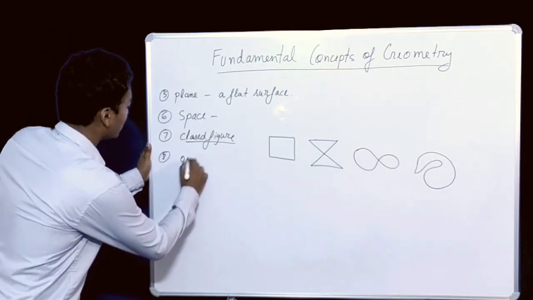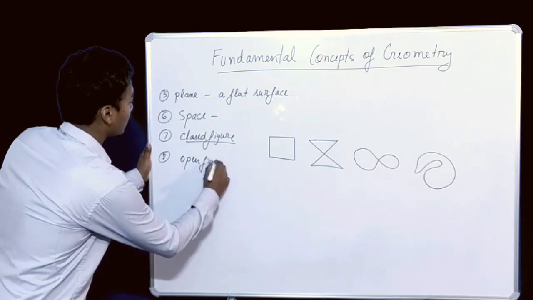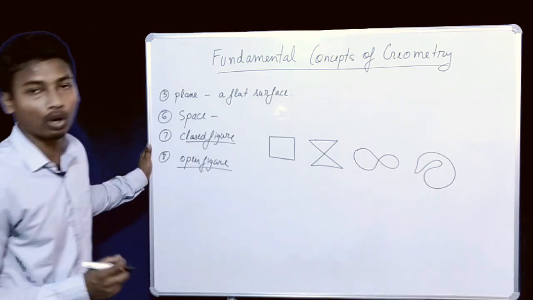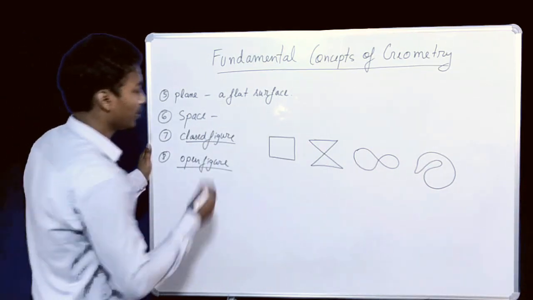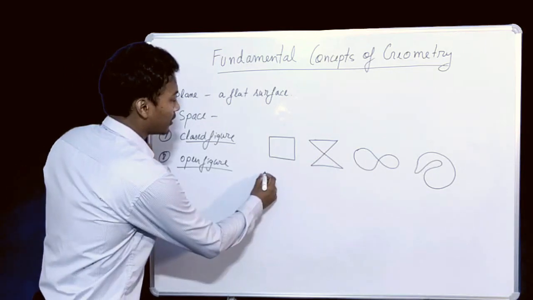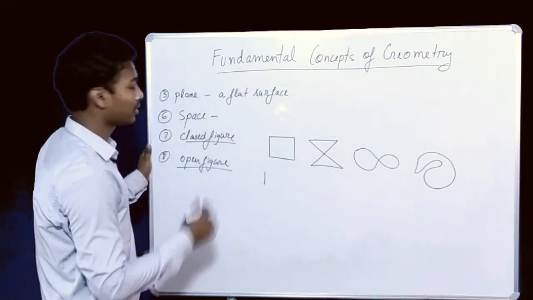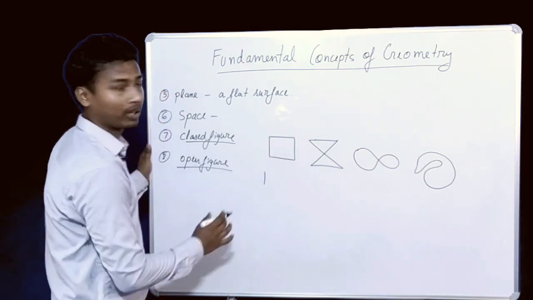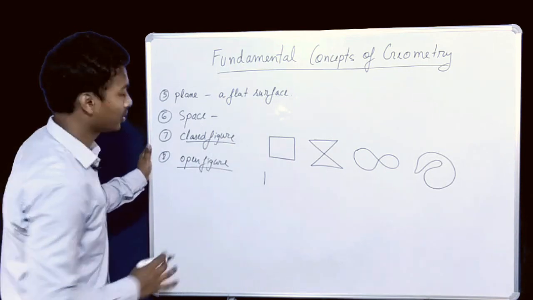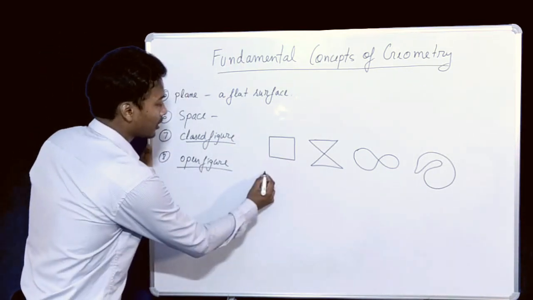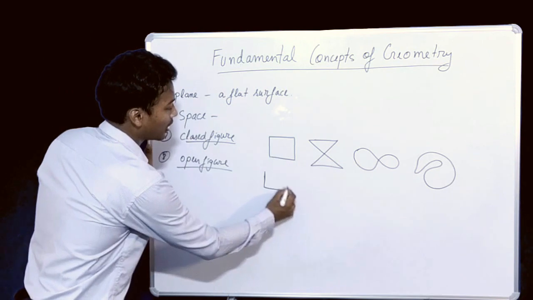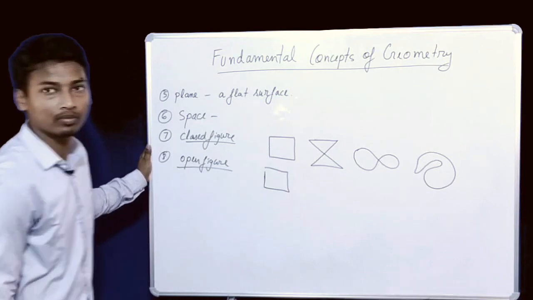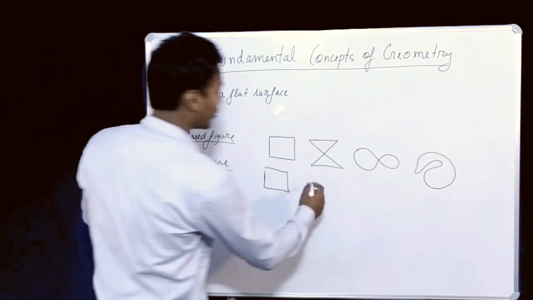So, an open figure. What will an open figure be? Which is not closed. In simple words, we can say it does not end at its starting point. So here in a closed figure, we started here and then we ended at the same point. So the starting point is the ending point. But in an open figure, the starting point will not be the end point. So if I stop this here, it is still open, okay? So it is an open figure.